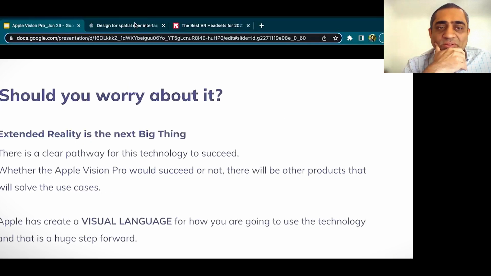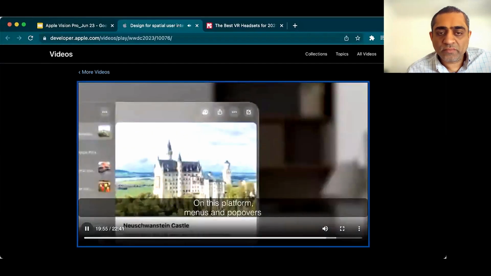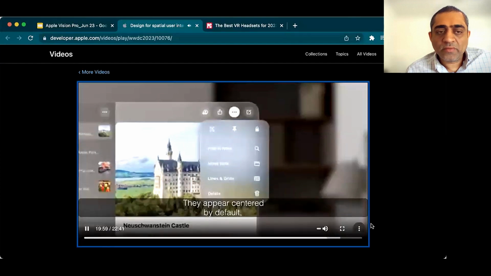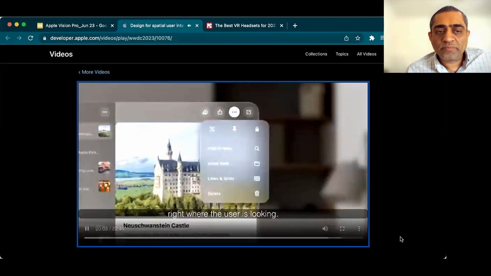Because the way they've explained some of these concepts is very, very interesting. I don't know, do we have the video that we're talking about, Hoy, where we show how the pop-ups work? Yes. There's a very interesting snippet of about 10 seconds. Within that 10 seconds, you can understand how they're thinking about it. On this platform, many viewers can expand outside the window. They appear centered by default, ensuring that the content always appears right where the user is looking.